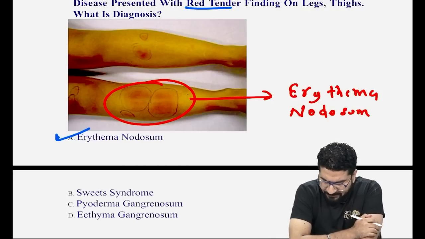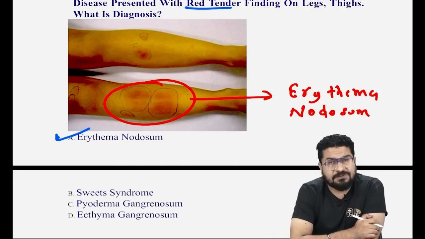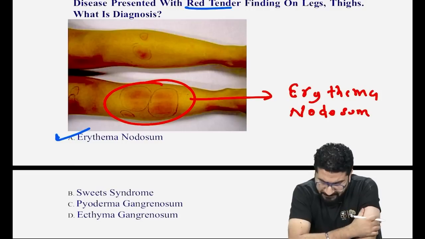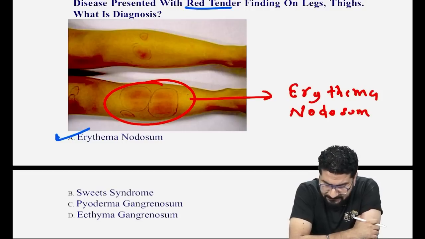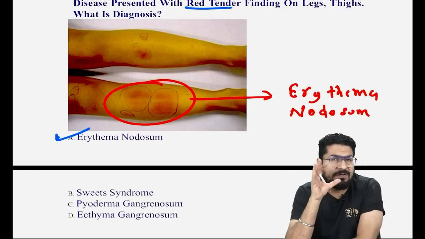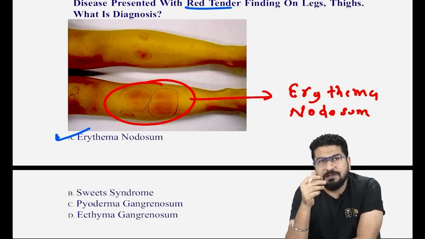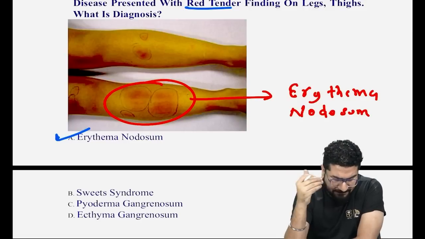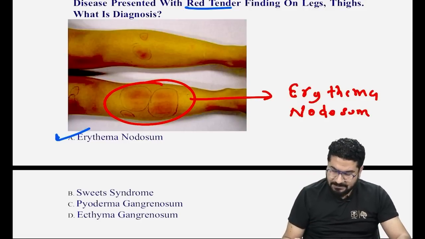Sweet syndrome, pyoderma gangrenosum and eczema are also manifestations that we see in Crohn's disease. But remember, these do not present like these round tender lesions over the skin of your tibial area or in your legs. These can be present anywhere. So this is the case of erythema nodosum.